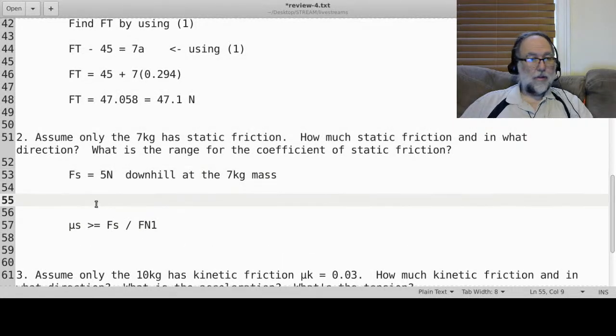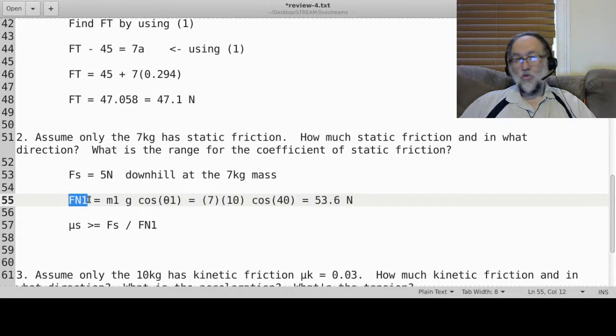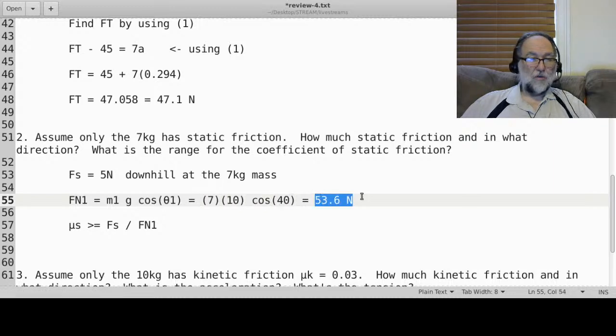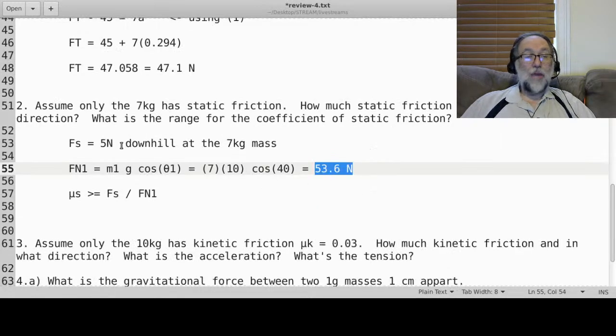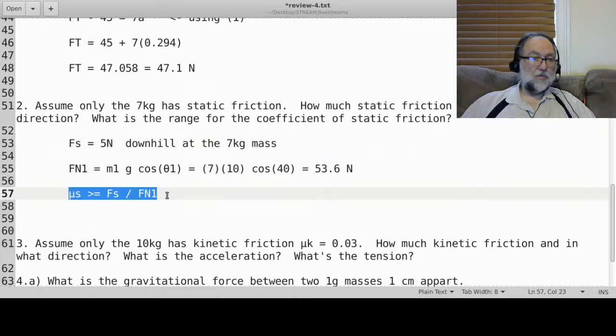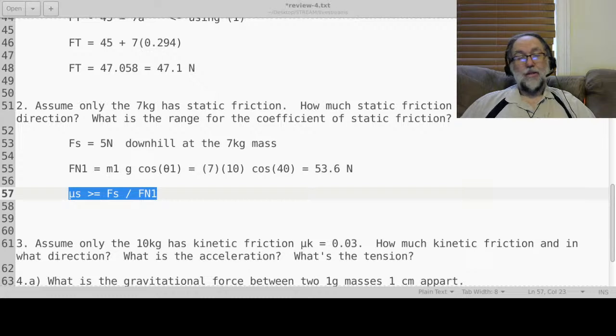All right, right here. So the normal force for M1 is going to equal M1 g cosine theta 1, the perpendicular component of gravity for M1. Just plugging in the numbers, M1 is 7, g is 10, and cosine of 45 degrees, that gives you 53.6 newtons. So now we have the static friction and the normal force, and we can just use that equation right there to work out what the range is for the static friction.